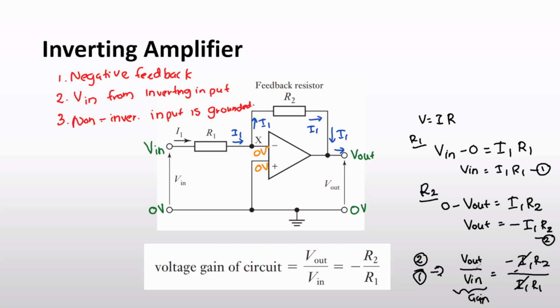So gain, you get V out over V in. Output එක input එක වගේ key ගුණයක්. So you get the V out with respect to V in, and that ratio is given by minus R2 over R1. So therefore, now you can understand how you can find the gain of this inverting amplifier.